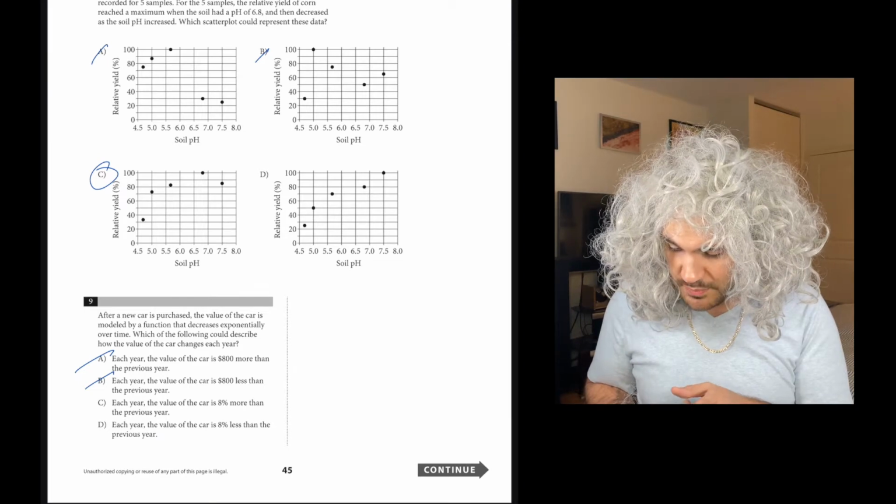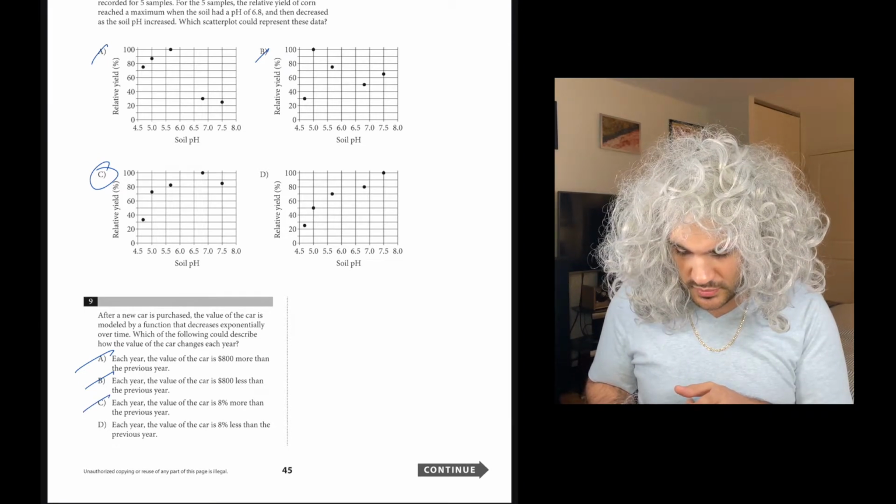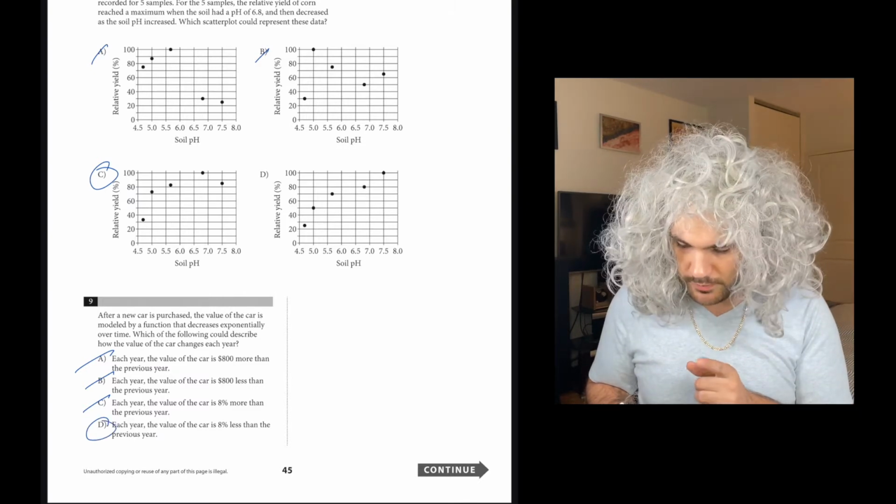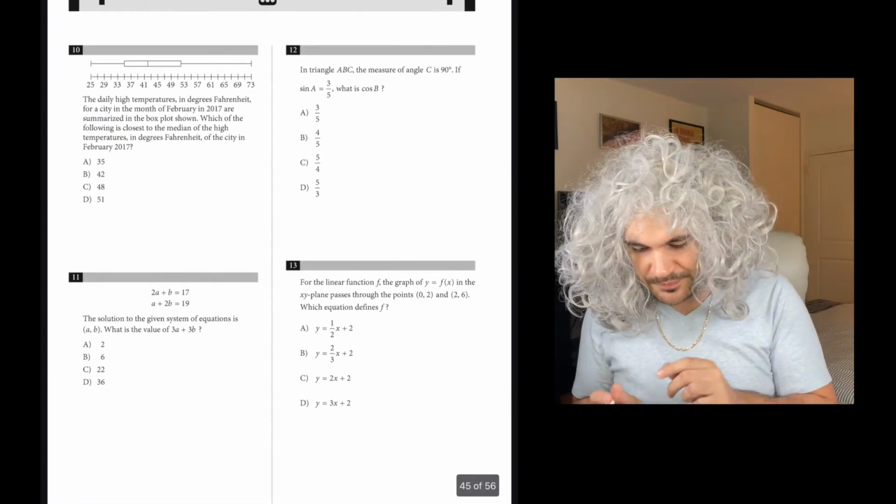It won't be C because C is an increase. So it's got to be D because that's a decrease. Cool. Okay, next page again.